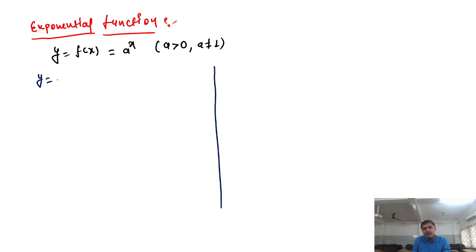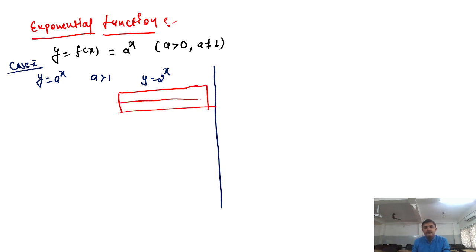So y equal to a power x when a is greater than 1. Say, for example, we are plotting the graph of y equal to 2 power x. You people help here. If I form the table, x, y: if I put x equal to 0, y will be 1. If I put x equal to minus 1, y will be 1 by 2. If I put x equal to minus 2, 2 power minus 2, 1 by 4. If I put x equal to 1, it is 2, and x equal to 2 gives 4. And likewise it goes.